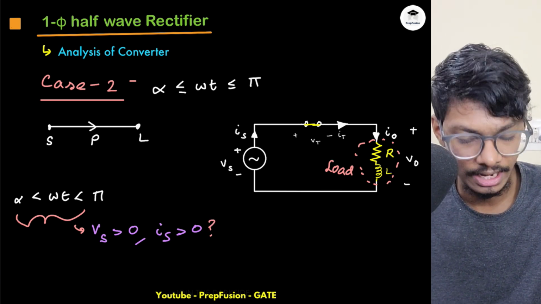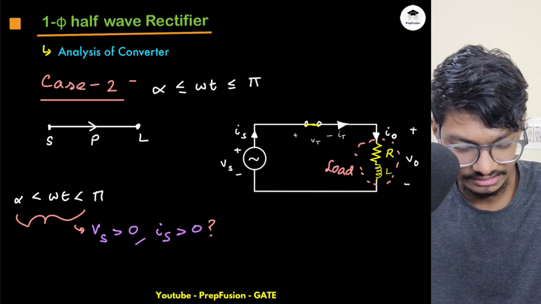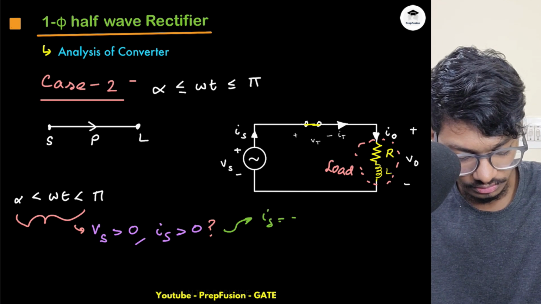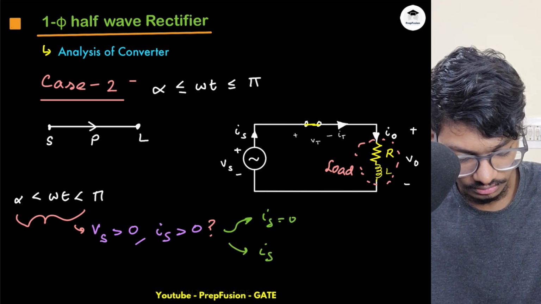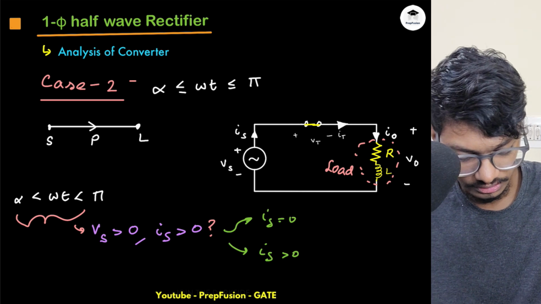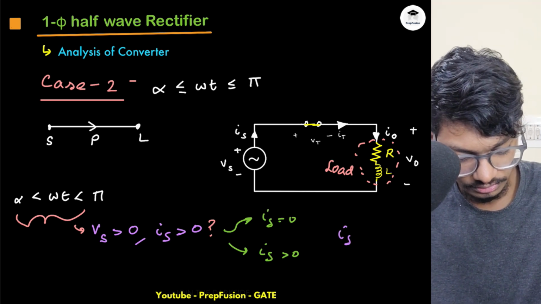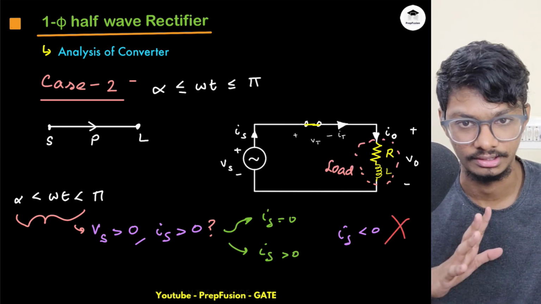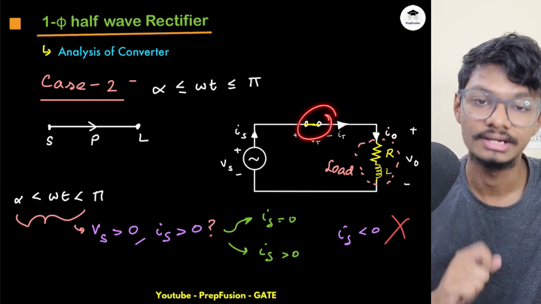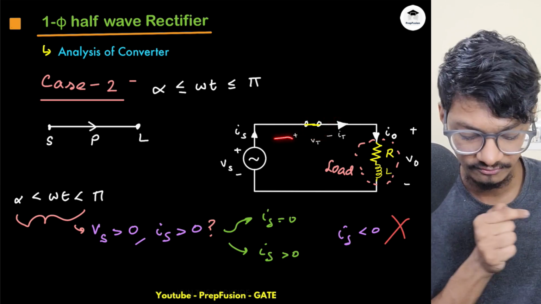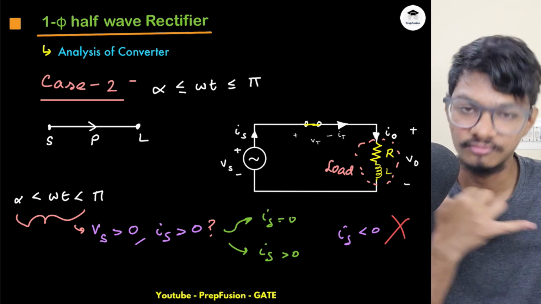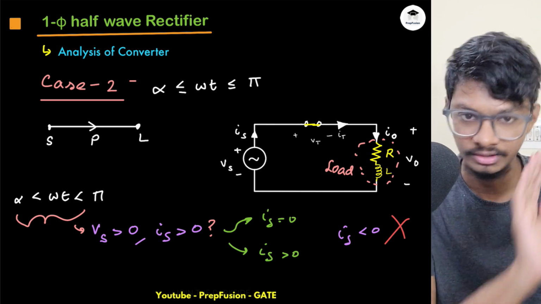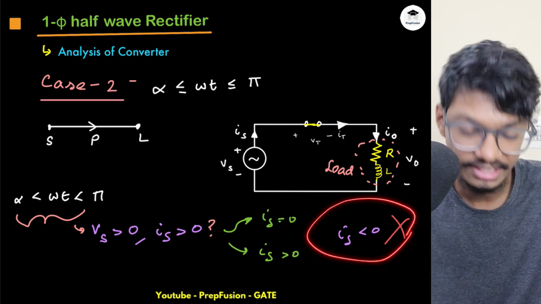What can happen to Is? Is can either be 0 or positive. Can it be negative? Can Is be negative? Tell me. Just pause the video. Tell me, can Is be negative? No. Is can never be negative. Why? Because I have an SCR connected, and an SCR is a unidirectional device. It can flow current only from the anode to the cathode. It cannot flow current from cathode to anode. If it is practical, obviously small leakage current will flow. That I am ignoring. Okay. So Is can never be negative, right?